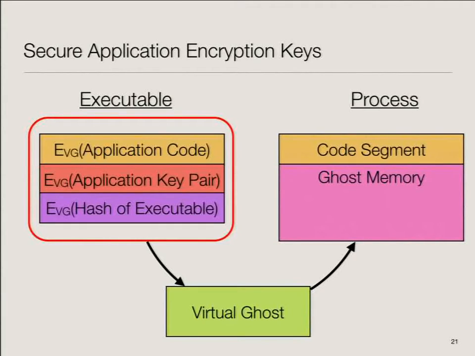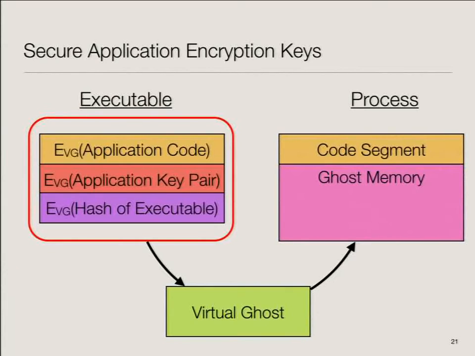What this allows us to do is when the operating system kernel comes along and says, hey, Virtual Ghost, please set up the code segment for this application, Virtual Ghost can verify that the code has not been modified and the key has not been modified, and that, in fact, this code and this key actually go together. It's the right code and the right key paired together.